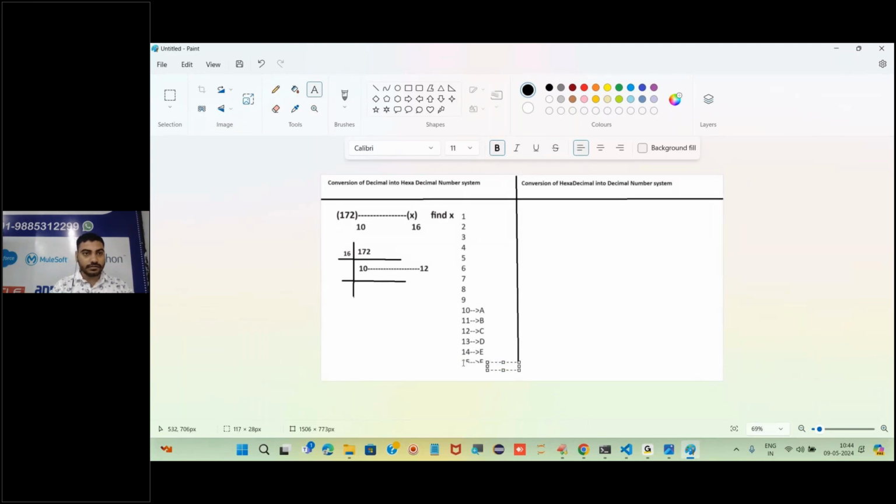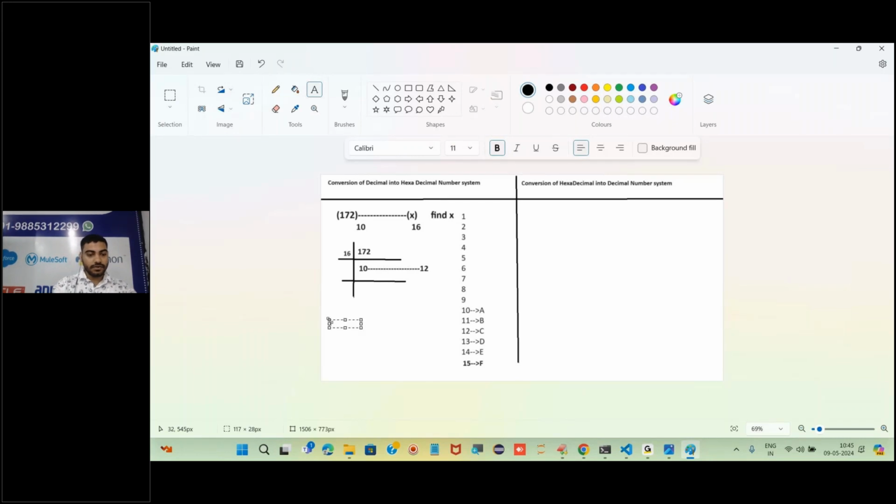Okay, I will write it again. So the value of 15, I will write it again here. The value of 15 is what? F. Okay. So I will paste it here. Are you getting it? So now tell me, for 10, what is the value?